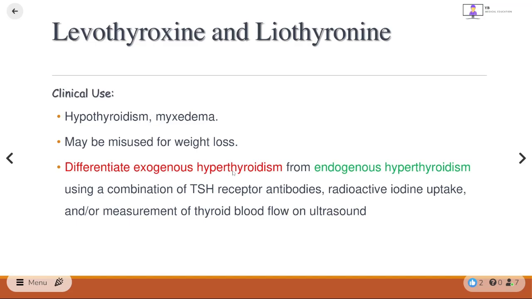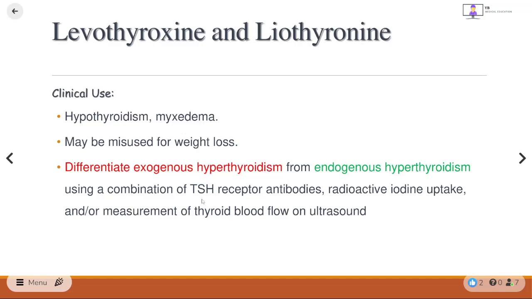And how to differentiate between exogenous hyperthyroidism and endogenous? So we use a combination of tests in order to differentiate between the two. Exogenous hyperthyroid symptoms because of levothyroxine or liothyronine would have reduced radioactive iodine uptake because you're taking exogenous thyroid hormones, and you will have decreased thyroid blood flow because you're not using the thyroid gland anymore, and you have low TSH because you're giving the patient thyroid hormones from the outside.